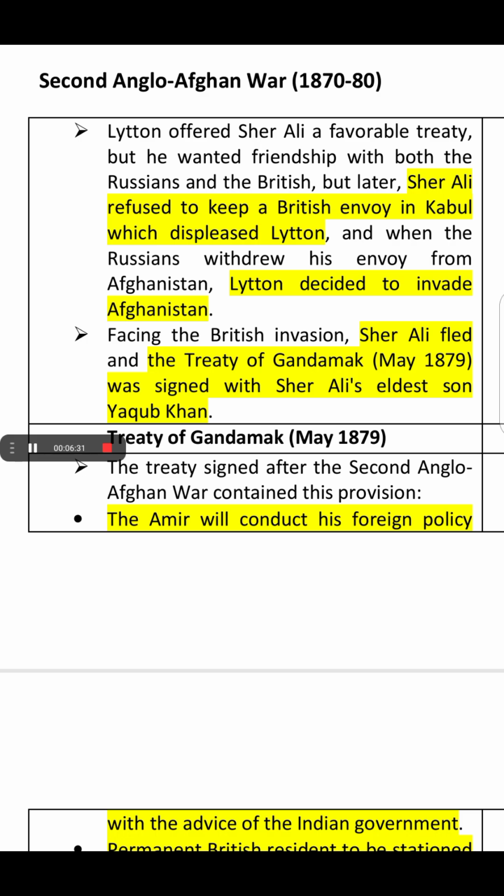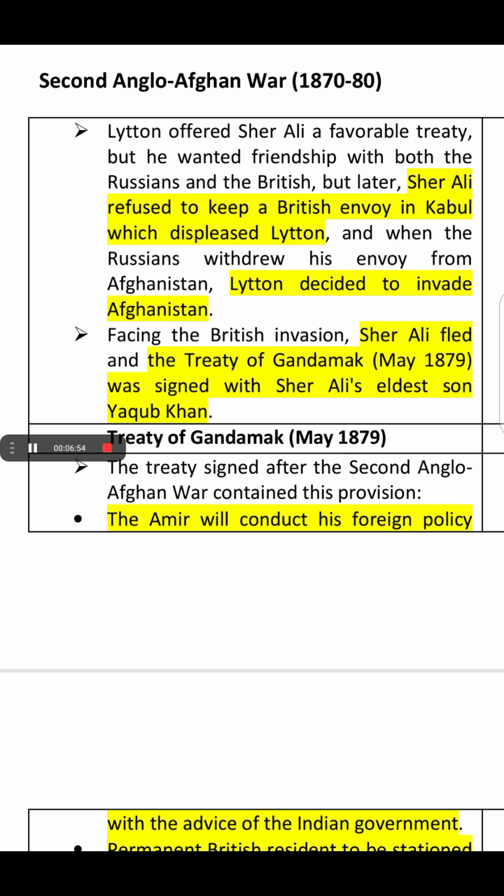And then what happened next? Lytton decided to send the British army to attack Afghanistan, and Sher Ali got scared and ran away. So what was the result? Sher Ali's son, Yaqub Khan, signed a peace treaty. This peace treaty was called the Treaty of Gandamak in May 1879 with the British.